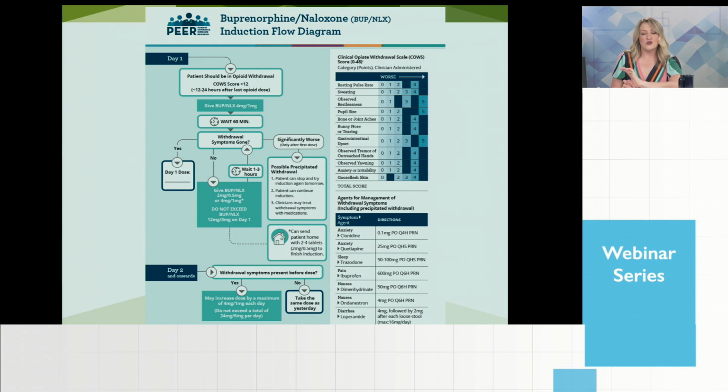So coming along to this algorithm, which again, you're going to find in the guideline, starting at the top, you get your patient and they should be in opiate withdrawal with a COWS score of greater than 12. At that point, you're able to give them 4 milligrams or 2 2-milligram tabs of Suboxone that they take under their tongue. And you say, I'd like to see you, or contact you or reassess you in 1 hour.